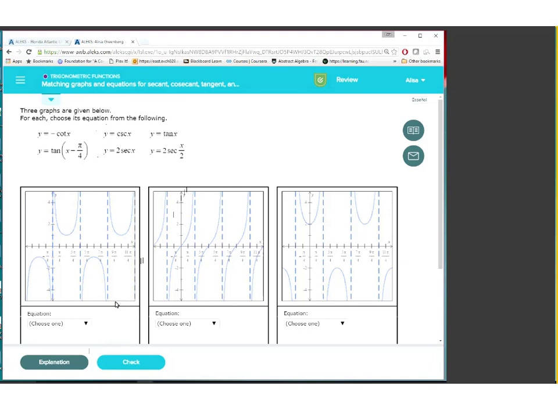So the first graph, all the way to the left, what are the two possible graphs it could be? Just from its shape, you can tell it's secant or cosecant. Does everybody understand that? Okay, good. How do I tell if it's secant or cosecant?